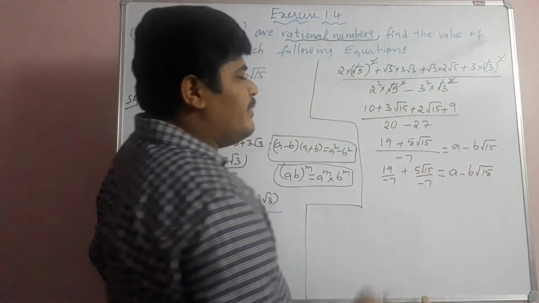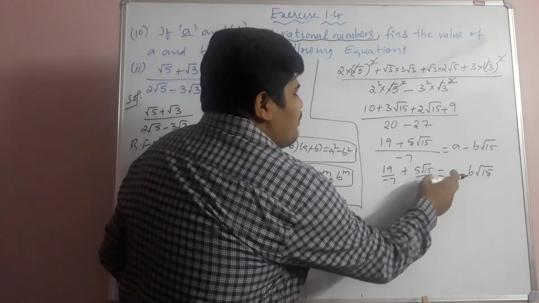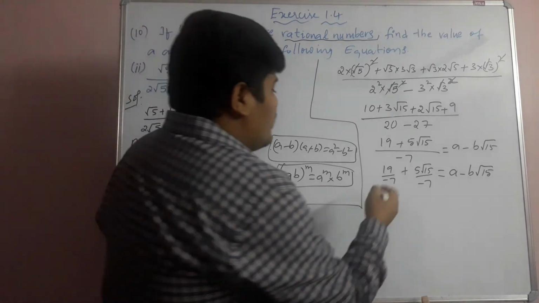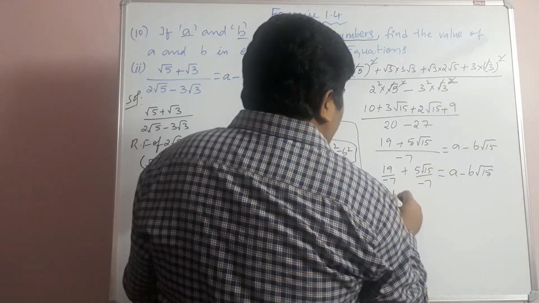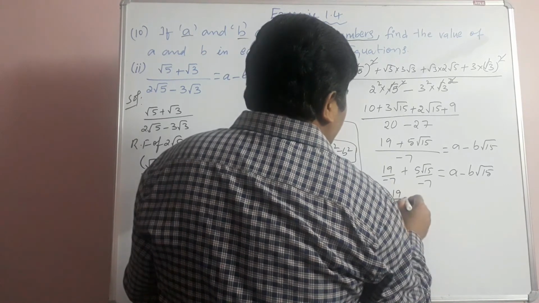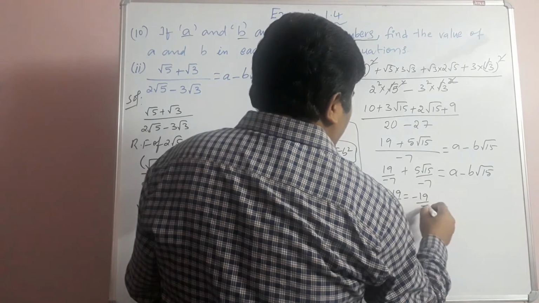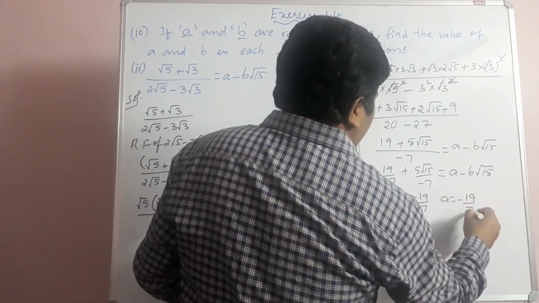Okay, a minus b root 15. So now students, this is a rational part, this is an irrational part. So equate them respectively. What you will get is a equal to 19 by negative 7. Positive by negative is negative, so that is negative 19 by 7. Finally you can write here a is equal to negative 19 by 7.